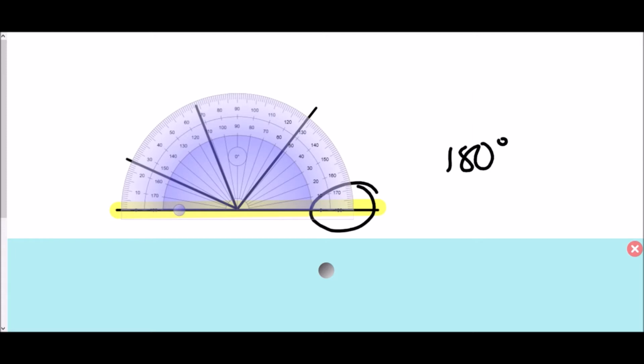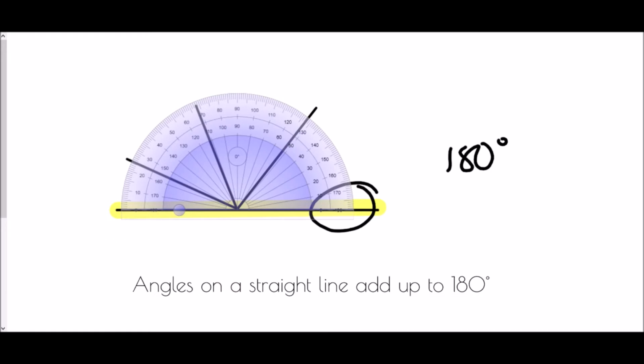And so if they have formed a straight line, then there is a rule linking those angles together. And that rule is that angles on a straight line add up to 180 degrees. So let's see if we can use that information in order to answer some questions.